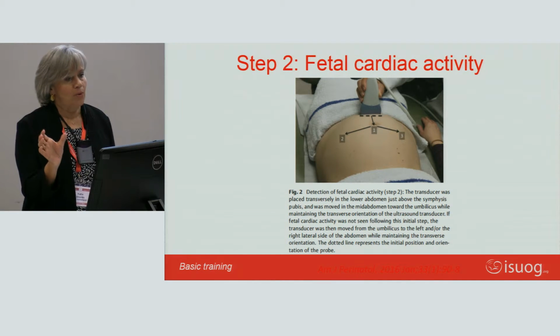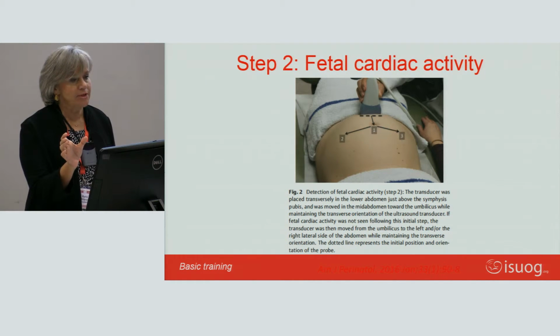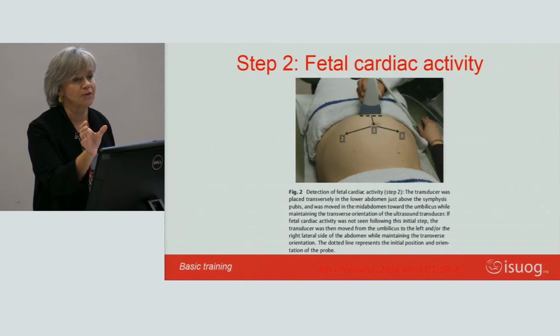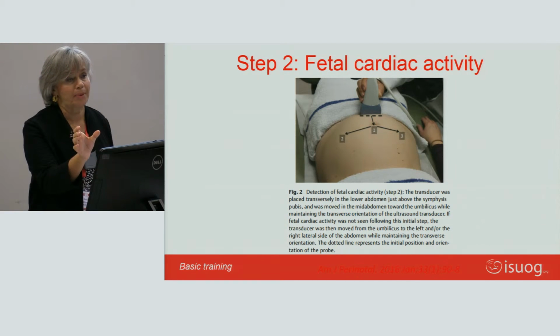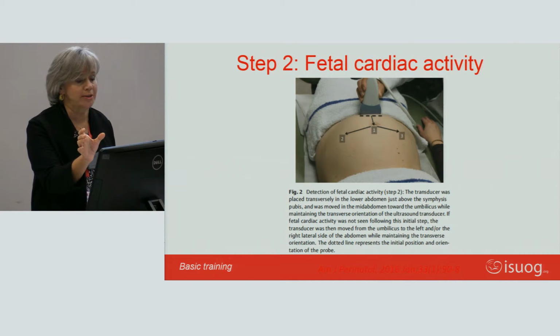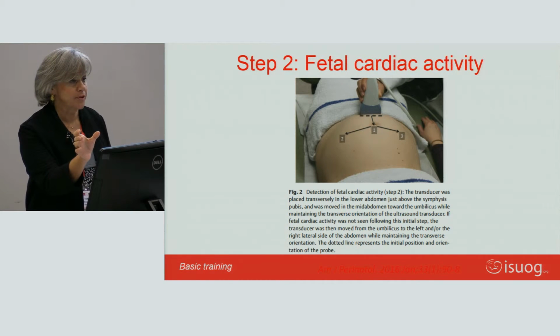So we have our probe just above the symphysis. What we will do is slide the probe, make a movement towards the umbilicus of the mother, and there we may be able to see the heart of the baby and therefore appreciate cardiac activity. If the heart is not there, then what we have to do is move our probe from that position to the right or to the left.